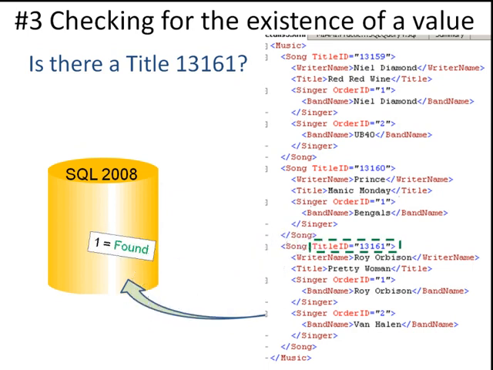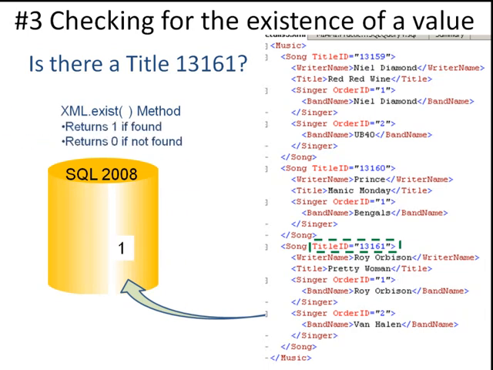A 1 is returned. Why? Because you called the XML exists method. It returns a 1 if it found it. It returns a 0 if it's not there.